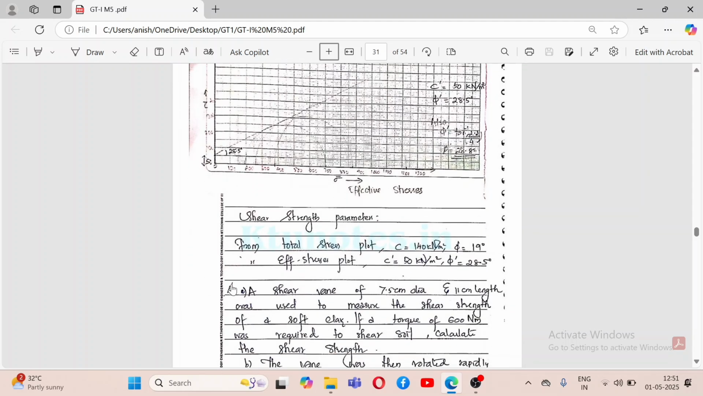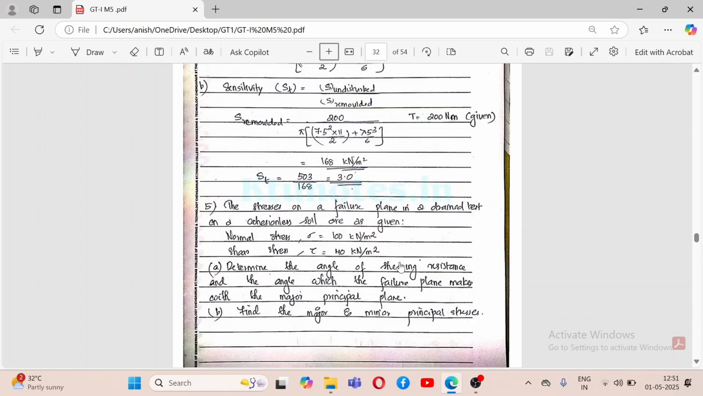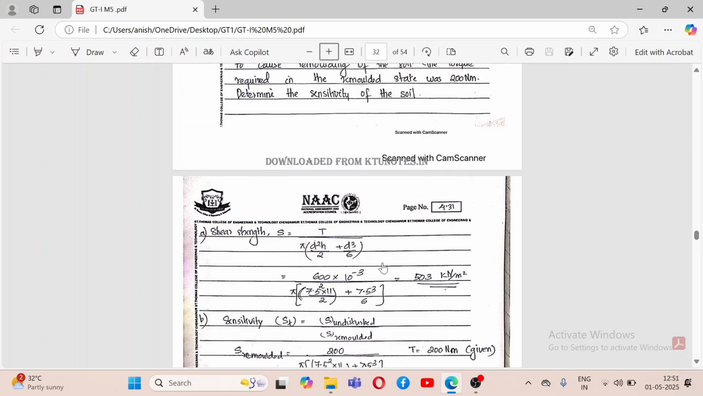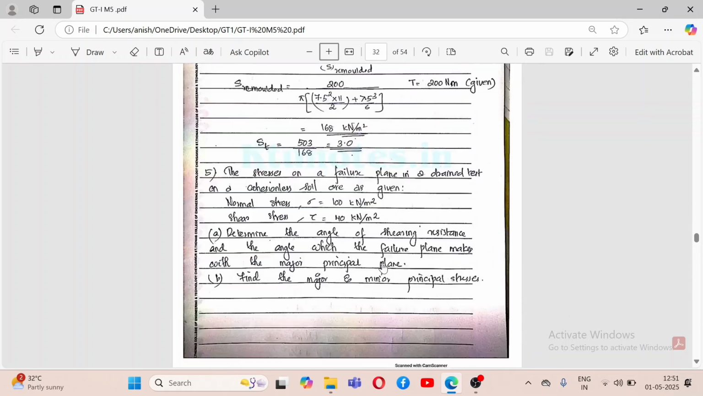Okay, you got the shear stress. So plot from 1 the total stress and the effective stress. This is a simple problem which you will be able to understand. You can do it by yourself.